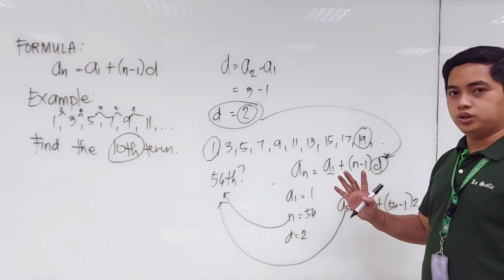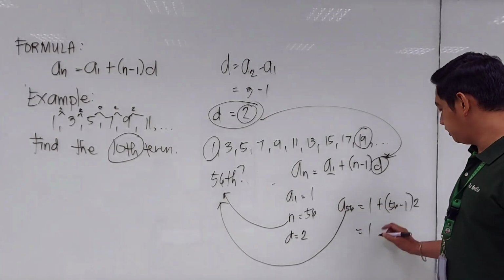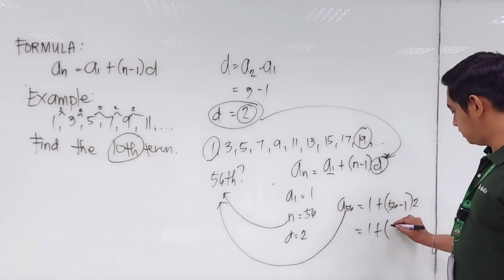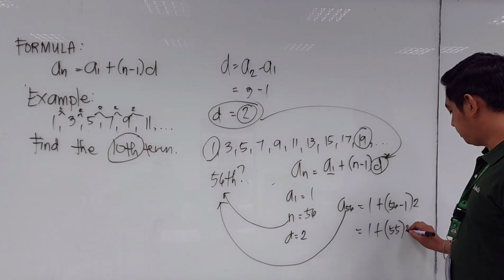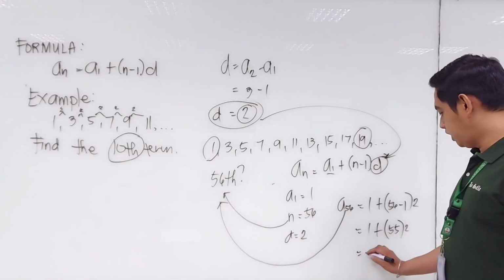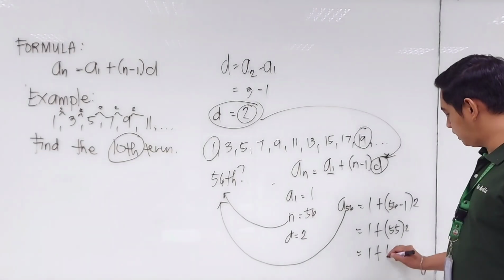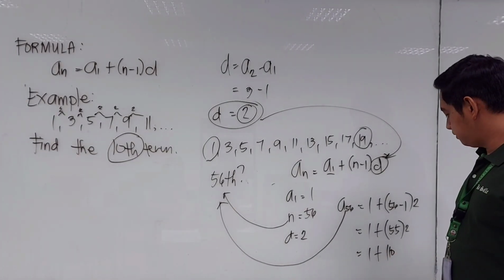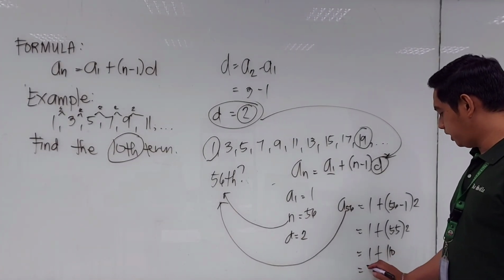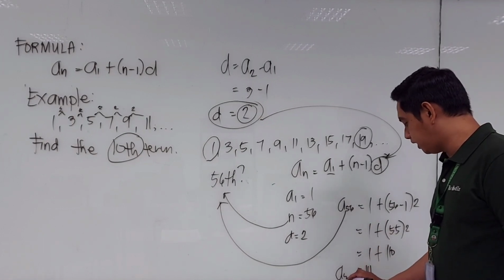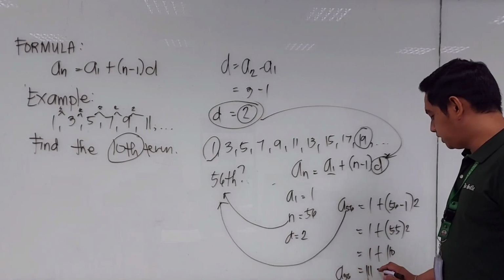So all you have to do is to compute. So we have 1 plus quantity 56 minus 1, which is 55, multiplied by 2. Then we have 1 plus 55 times 2, which is 110. Then 110 plus 1 is 111. So a sub 56 is 111.